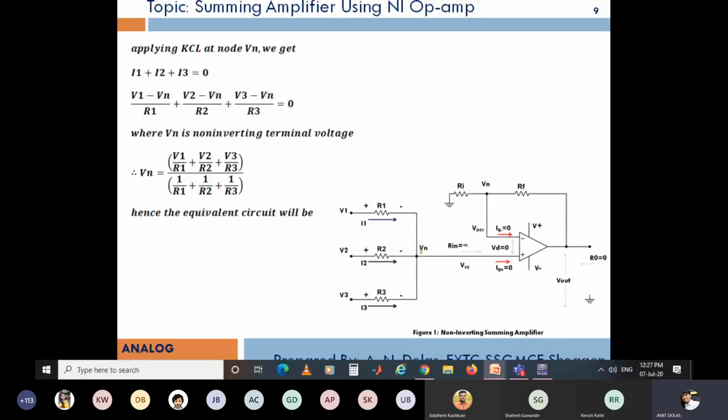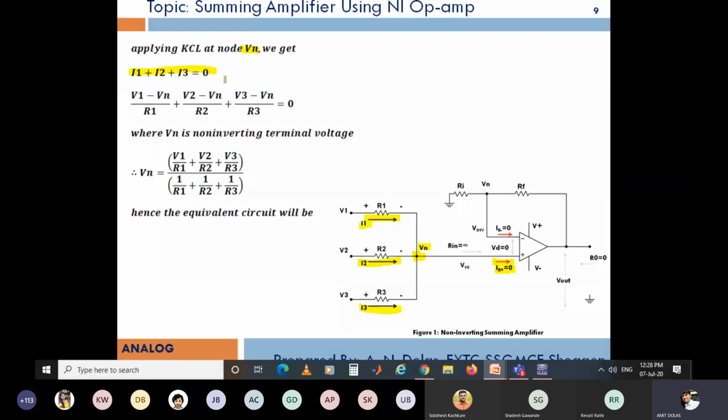Of course, we have to write KCL at this node Vn, because we know currents passing through the node Vn and related voltages and resistances connected. So if I'm writing the current equation, you can see 3 currents are passing towards the node, that is I1, I2 and the third one is I3. And the leaving current is bias current IB, but it is of course 0. No current will be drawn by the operational amplifier. That's why, applying KCL at node Vn, I wrote the current equation I1 plus I2 plus I3 is equal to 0.